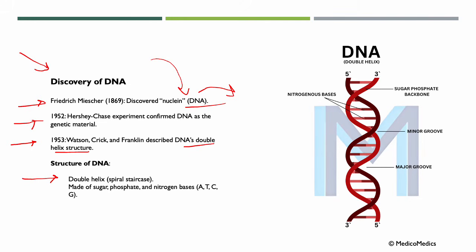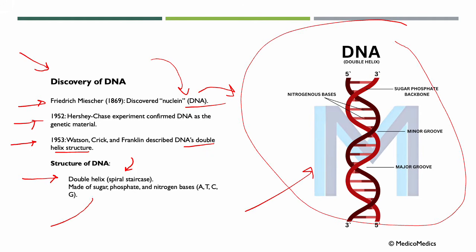And the structure of DNA, therefore, as we know it now, is a double helix, so a spiral staircase, and you can see it illustrated here. And it is made of sugar, phosphate, and nitrogen bases. And then you find A, T, C, G pairings, where you have adenine, thymine, cytosine, and guanine. So DNA is like a twisted ladder made of molecules. It carries the instructions for how your body grows and works.